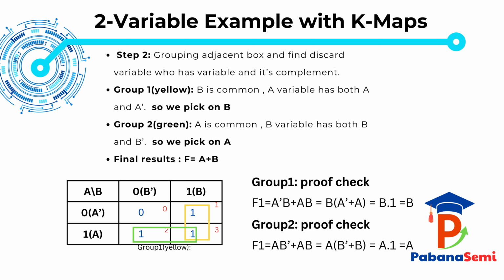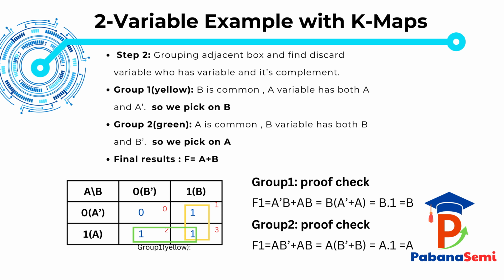In this particular group, variable A remains constant, while variable B undergoes a change. It shows up as both B and B prime. Therefore, we'll eliminate B and retain A. Group 2, proof check. Let us verify again.